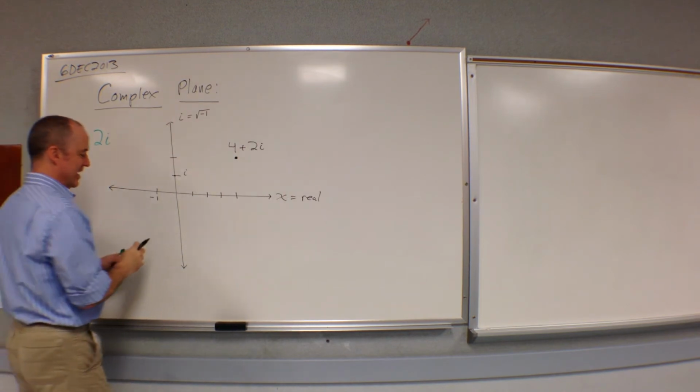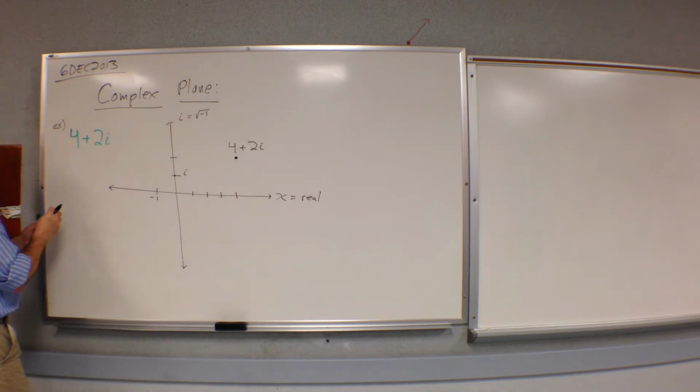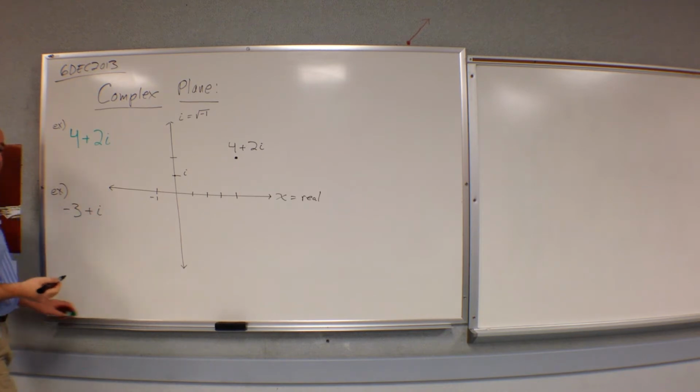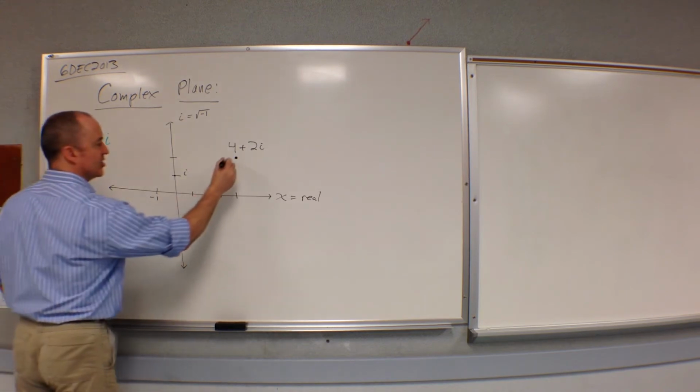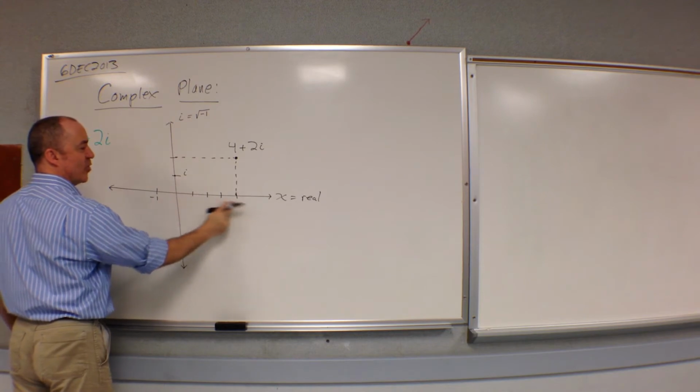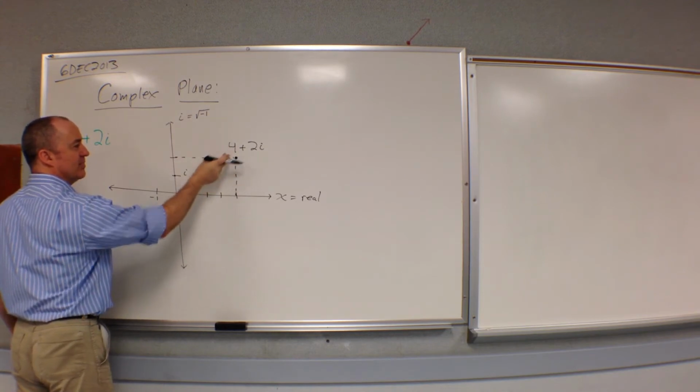All right. Okay. Let me do another example now. If I say -3 plus i. Wait. Yeah. So why do you need the dot here? This dot tells me where this number actually is. This number actually is 4 over on the real axis and 2 up on the complex axis.